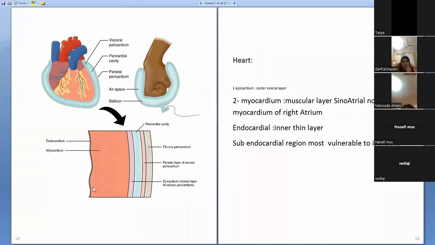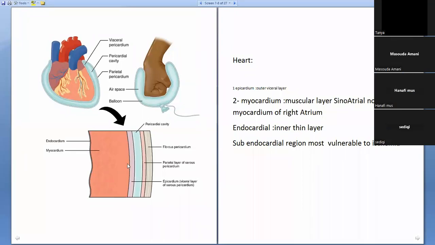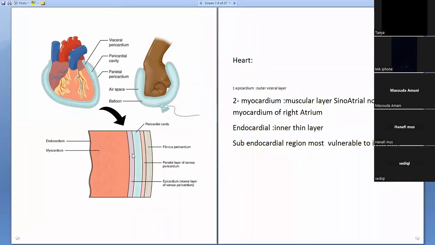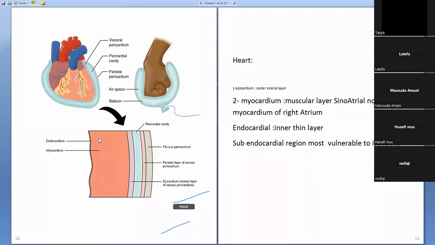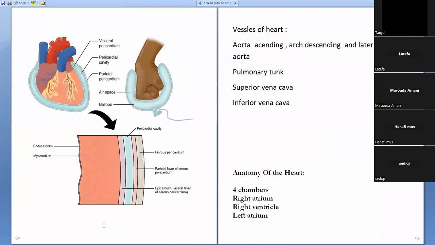So you should remember this. If in the exam a question comes, which part of the heart is involved first in myocardial infarction, you have to say the subendocardial layer. This is the subendocardial part. Okay, so we have answered two questions so far. Where are the coronary blood vessels? Here, below the epicardium, the subepicardium. Which area is affected first in myocardial infarction? This area. What is this area? The subendocardium, below the endocardium. Okay, so this was the detail of the cardiac tissue itself.